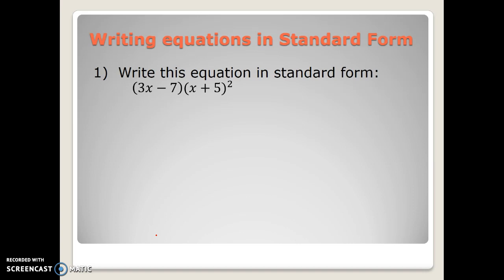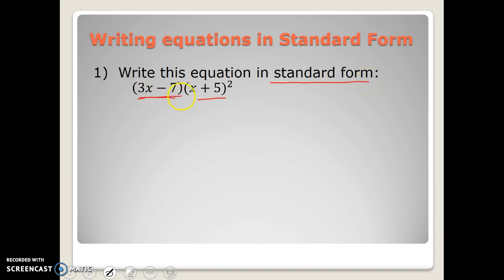So let's start by taking a look at this equation. This is factored form because these are as factored as we can get this equation. And so what we want to do is write this in standard form. This is very similar to some of the questions you had on your homework assignment last night. In order to put this in standard form, we're going to have to multiply these two things together.